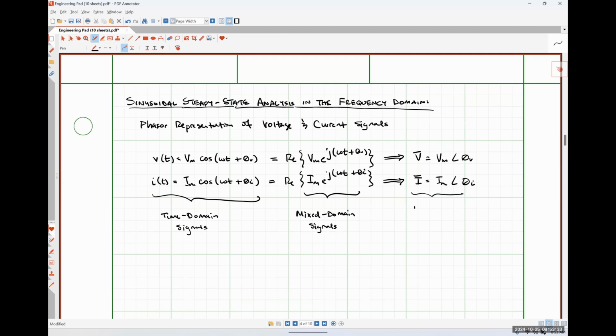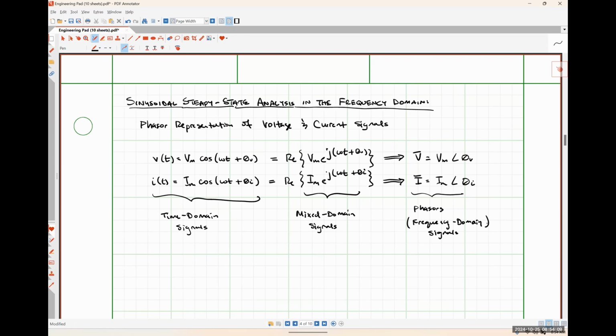So these are our phasors, and they are also known as frequency domain signals. So when we have a voltage or current in the time domain, and we want to convert it into the frequency domain, we simply make sure that we're working with a cosine function, take the magnitude, take the phase angle, throw the rest away. None of the other parts matter.